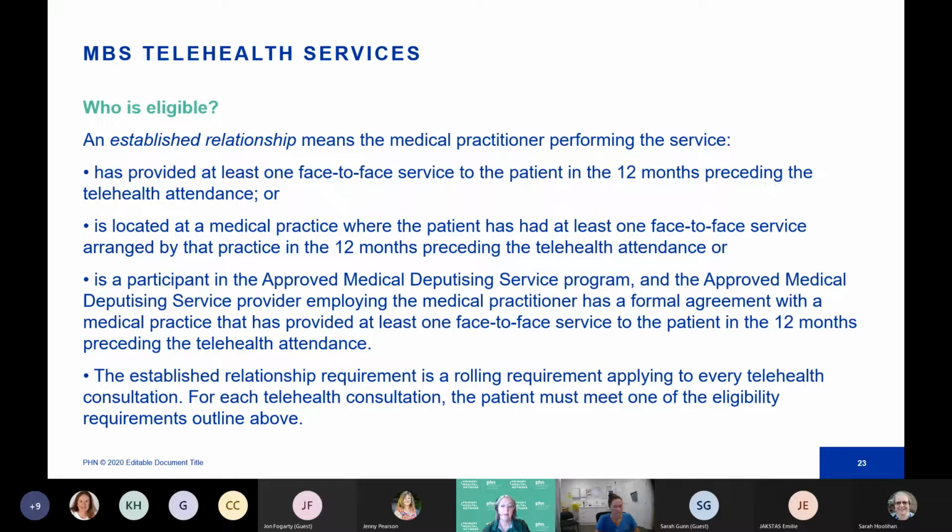Or it is a participant in the approved medical deputising service program, so the after hours, as long as the medical practitioner has a formal agreement with the medical practice that has provided at least one face-to-face service to the patient in the 12 months preceding the telehealth attendance. The established relationship requirement is a rolling requirement applying to every telehealth consultation. So for each telehealth consultation, the patient must meet one of the eligibility requirements outlined above, unless one of the following exemptions apply.